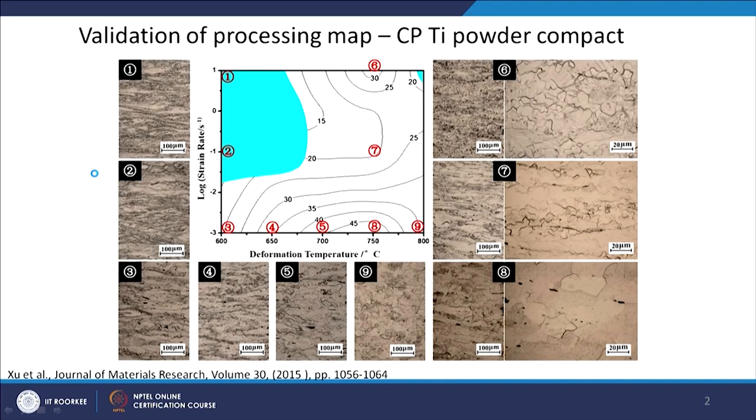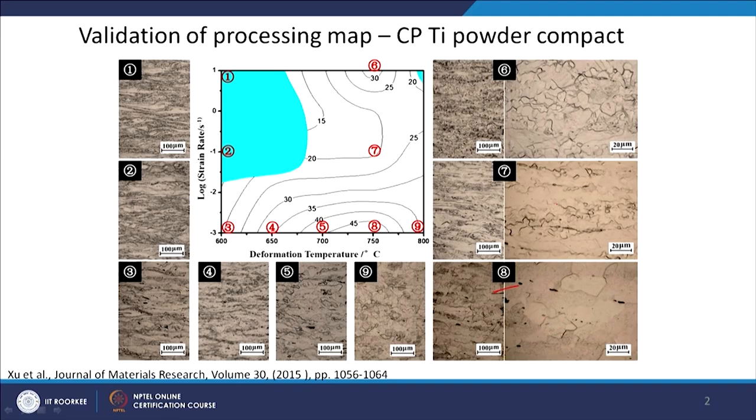So you can see here that again deformation temperature is on the x-axis and strain rate, we have taken a log, on the y-axis, and your contour maps are drawn, and the unstable region is shown at these two locations. Now they have taken samples from different locations, wherever they are seeing higher efficiency, and also the unstable region. So you can see that wherever the high efficiency regions are there, for example 8, 8 is here, you see more or less a nice microstructure.